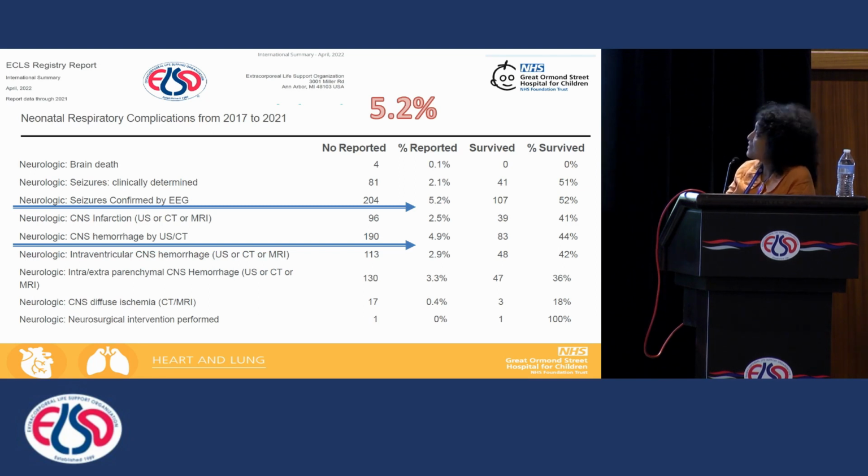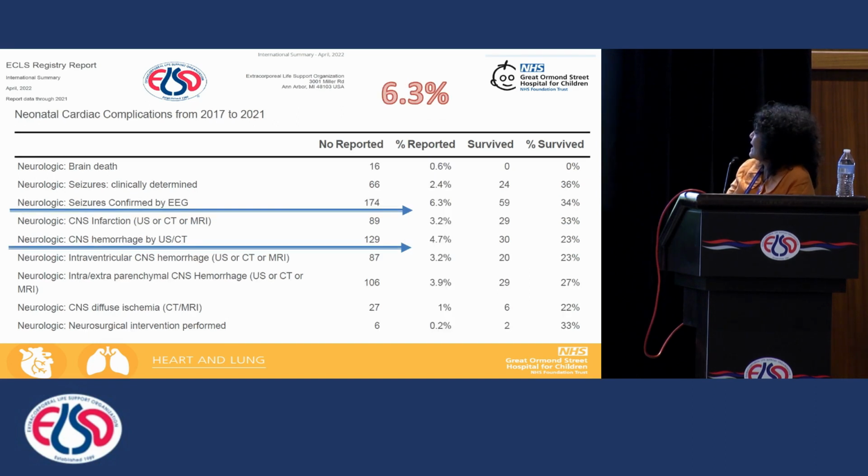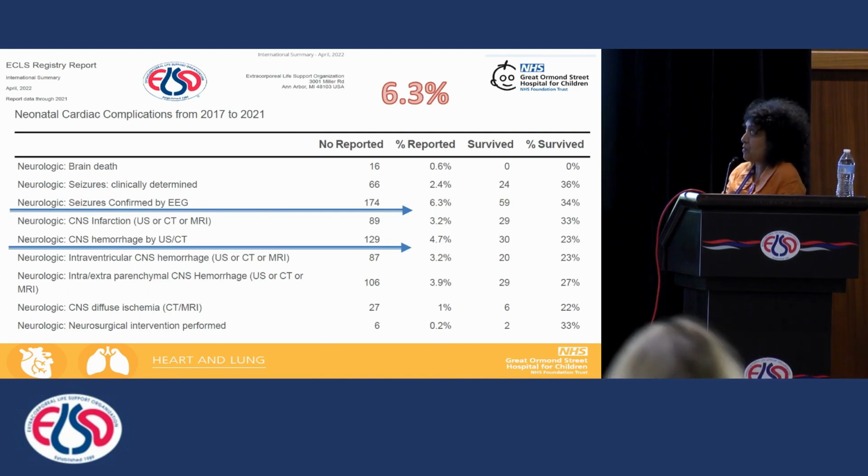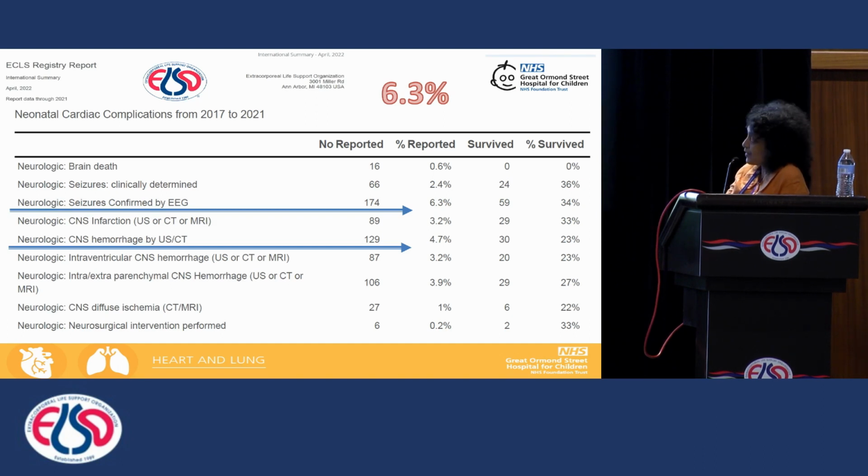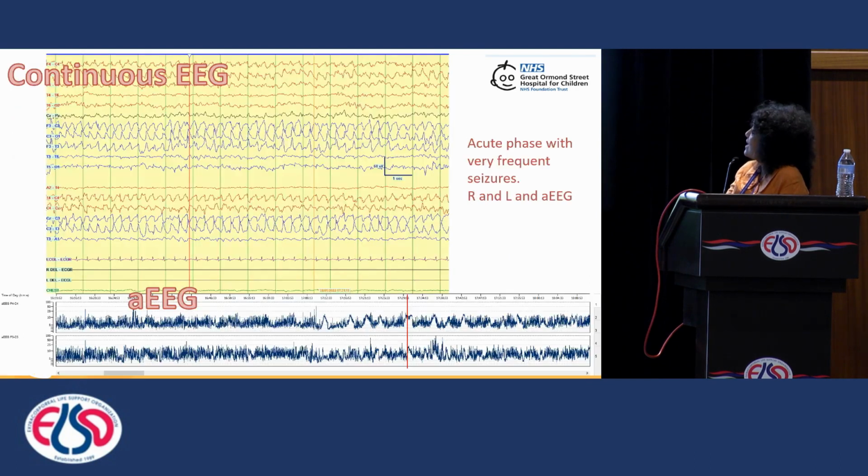5.2% of seizures in the neonatal respiratory group, 5% hemorrhage, and you can see that the survival is affected in those who've had neurological complications. Neonatal cardiac group, 6.3% seizures, 4.7% hemorrhage.